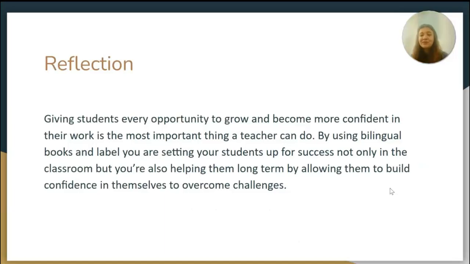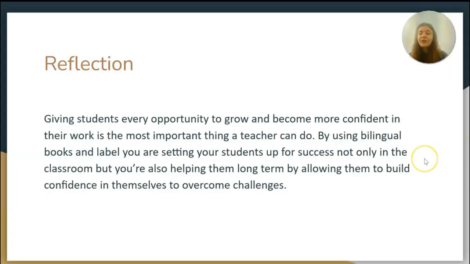There we go. And this is our final slide, the reflection. Giving students the opportunity to grow and become more confident in themselves is such an important job of teachers. Using bilingual books and labels, you are really setting the students up for success and giving them the best opportunity to familiarize themselves with the English language, or whatever language you're trying to learn, as easily as you can. I think giving them as many opportunities and tools to do this is super important because learning a new language, especially English, can be extremely difficult.